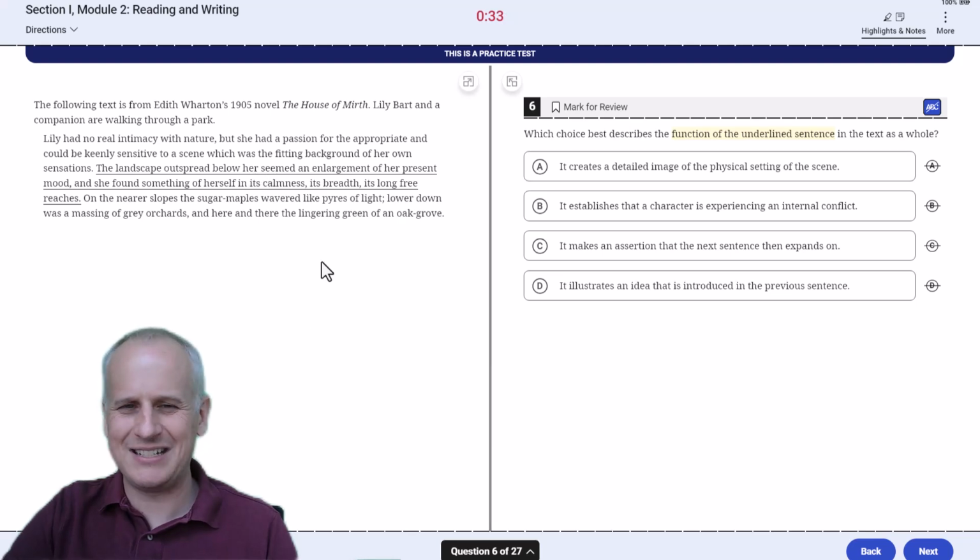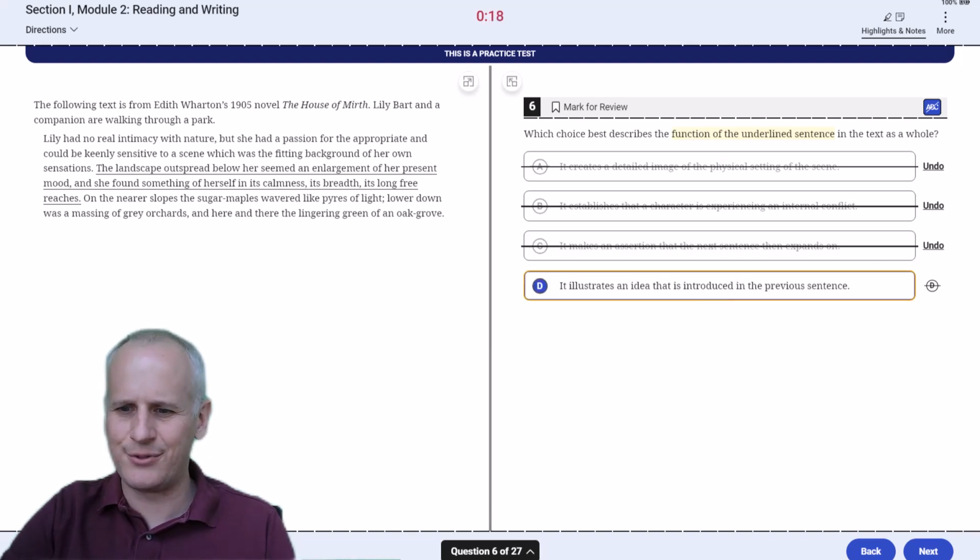Mentally, we can predict that this is basically just to expand on the idea that she was keenly sensitive to nature. So it's not about detailing the image of the physical scene. It is not about an internal conflict. It's not an assertion that is expanded on in the next sentence. It is an idea that is introduced in the previous sentence.